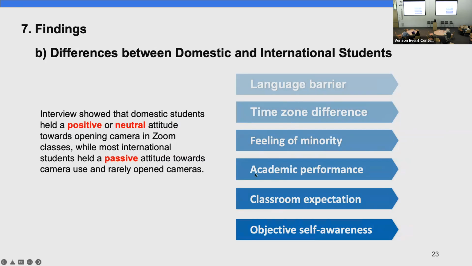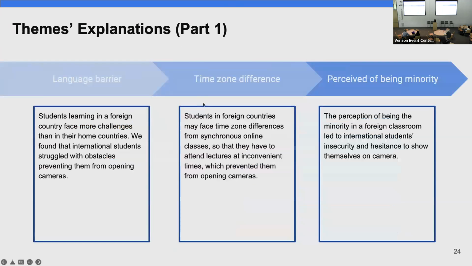These factors are language barrier, time zone difference, feeling of being a minority, academic performance, as well as classroom expectation and objective self-awareness. To explain the themes, the language barrier means that some students who came to the US, especially those who have stayed here for a very short period of time, had language barriers, and they feel afraid to speak up in class. So they prefer closing their cameras to avoid speaking with native speakers, something like that.